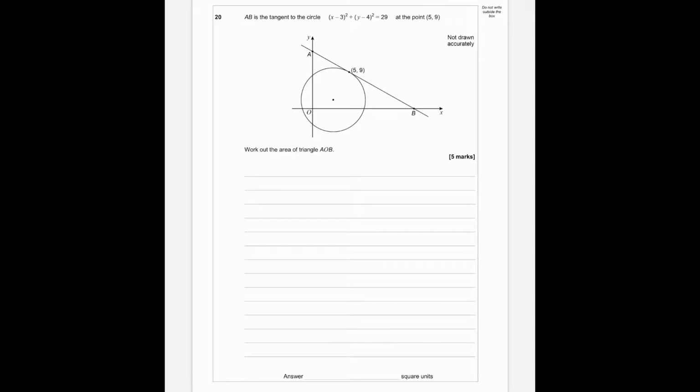Question 20. I'm just going to draw a little radius in there, connecting the centre up with our point. The gradient of that line, the gradient of the radius, if you like, is going to be 9 minus 4 over 5 minus 3.